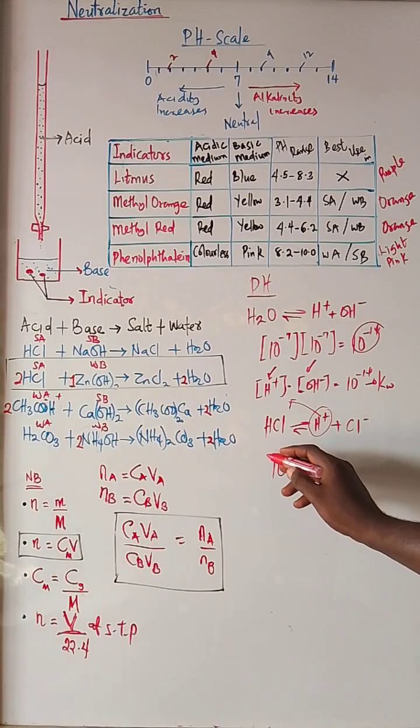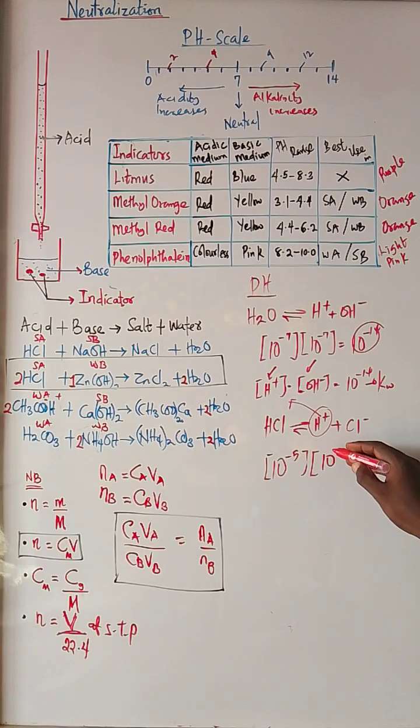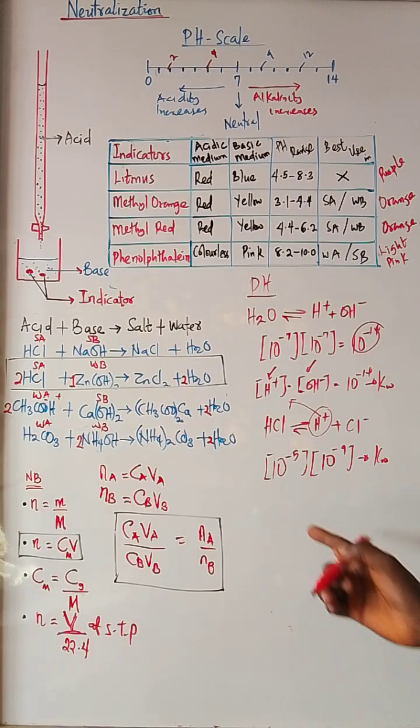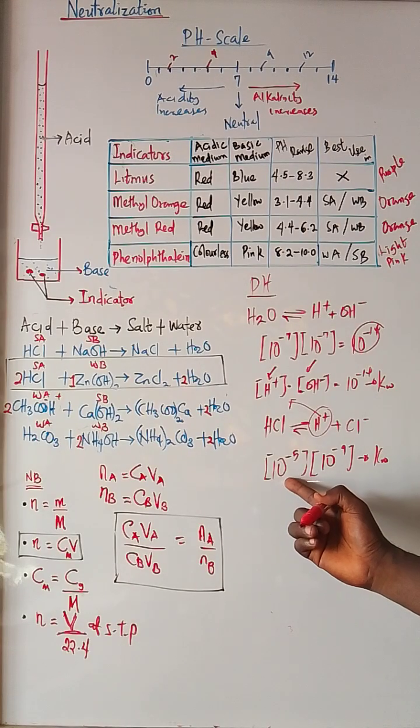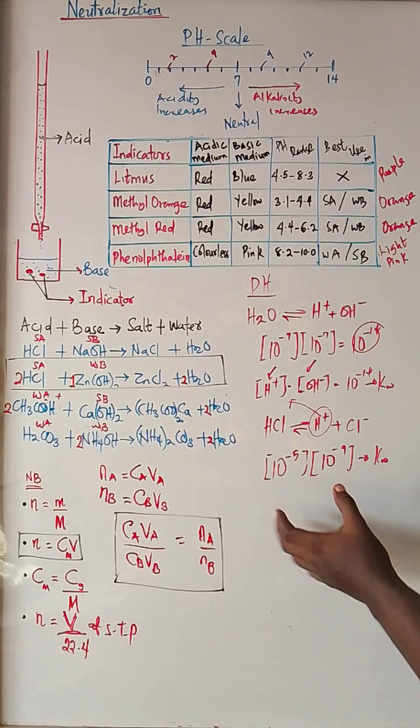What happens to the second one? It will drop to 10 raised to the power minus 9. It will give us our Kw. So in this case, the concentration of hydrogen ion has increased, and this one has reduced. So the water is now acidic this time around.